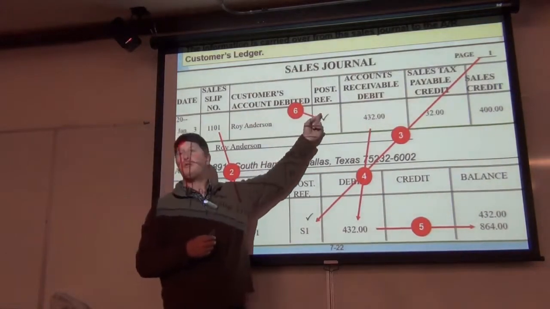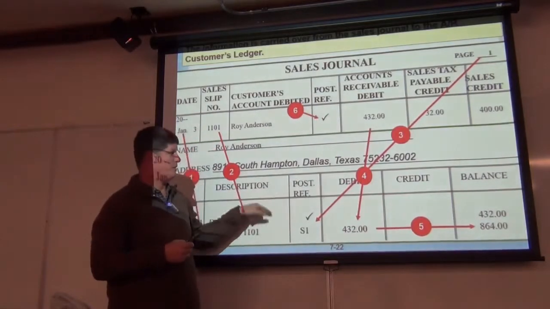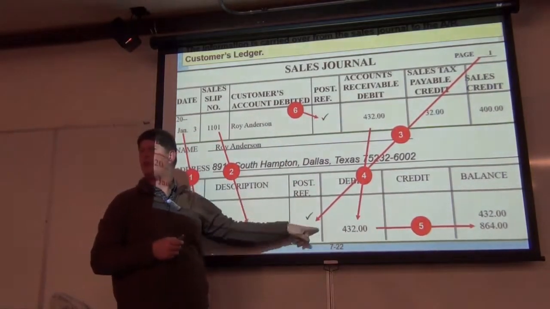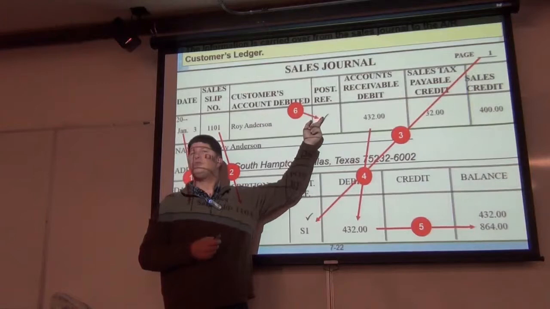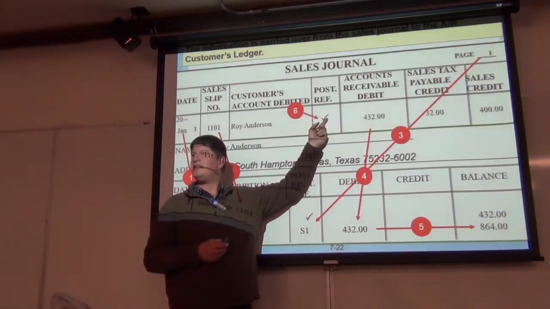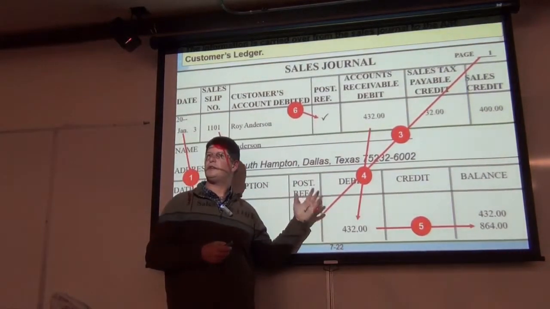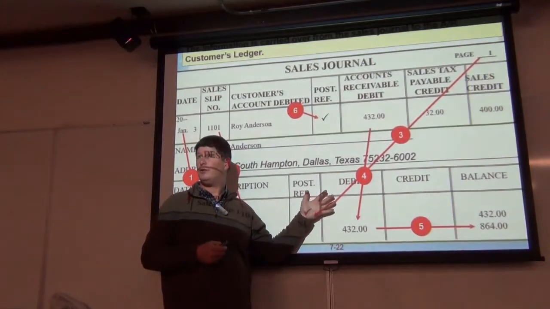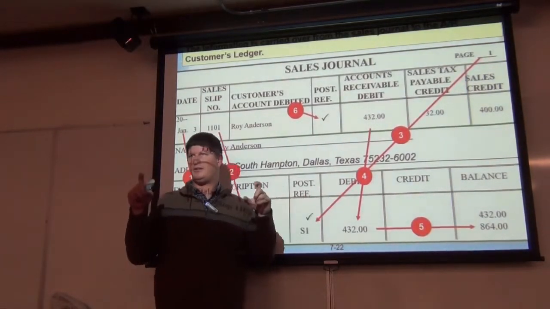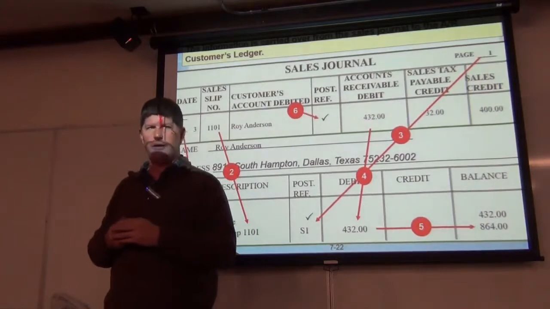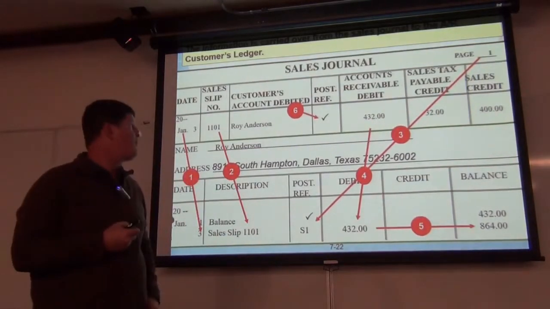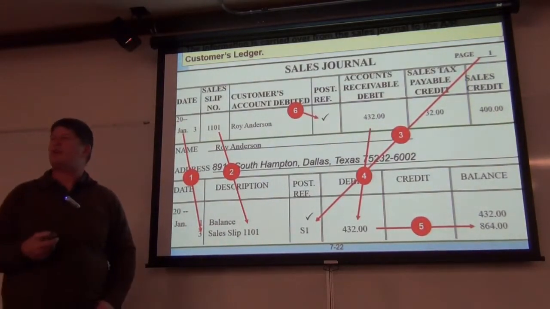Okay, and then the posting reference for this, because this doesn't have an account number or any sort of a posting reference, is just that you did it. It's just a check mark that I indeed did post it to that customer's account or card. I'm old school. I keep thinking of it as a card, right? But it's that customer's account.